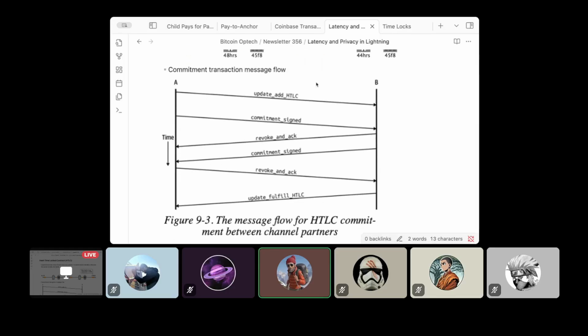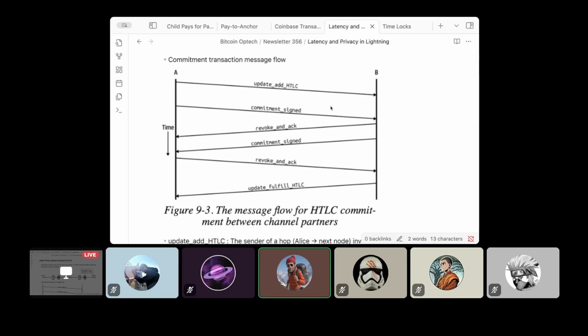Inside this contract, a series of message flows happen between Alice and Bob. This is how they obtain the hash time lock contract, maintain it and update it. This is a small overview of the message flows. Alice typically sends an add HTLC message. She also sends the signed commitment to Bob. Bob can acknowledge it and send a message back, and also send the signed commitment back.